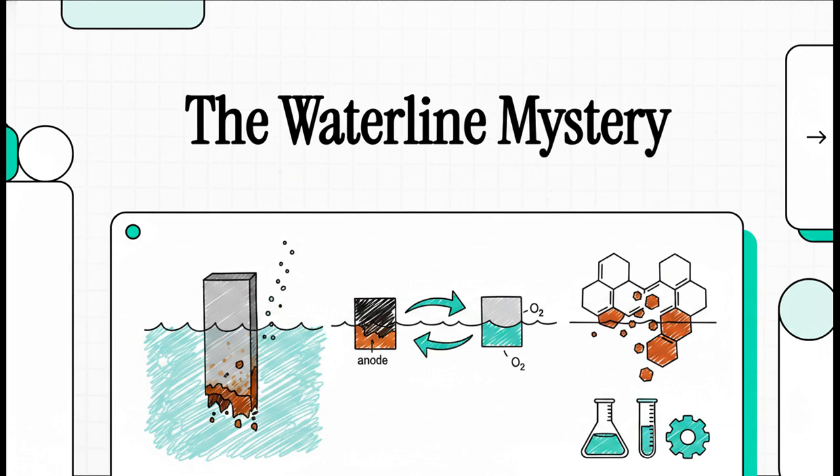We're talking about something that happens silently all around us, literally every single day, turning solid metal back into the earth. In this explainer, we're going to gently unpack the mystery of waterline corrosion.